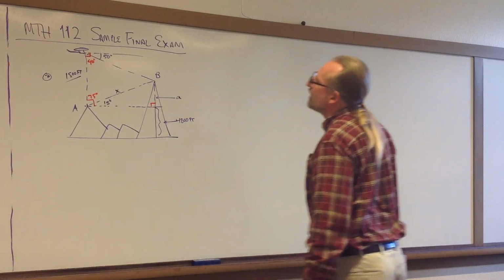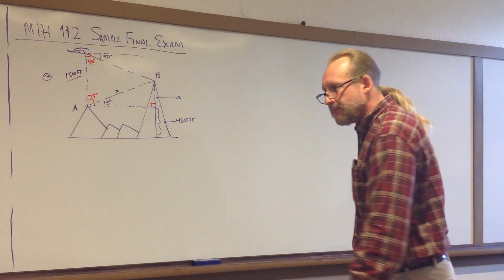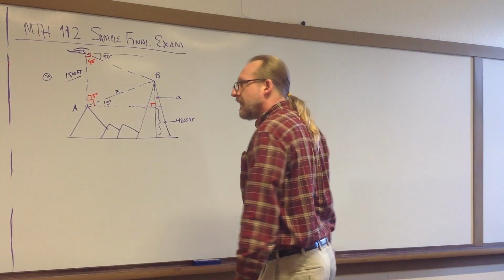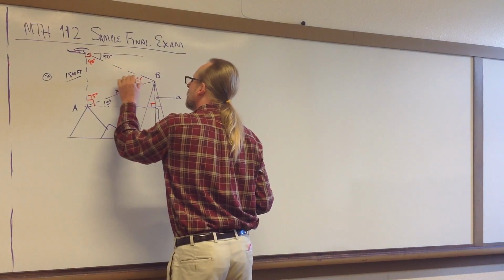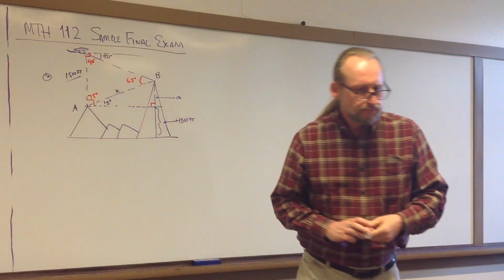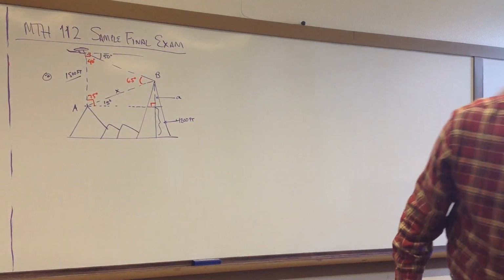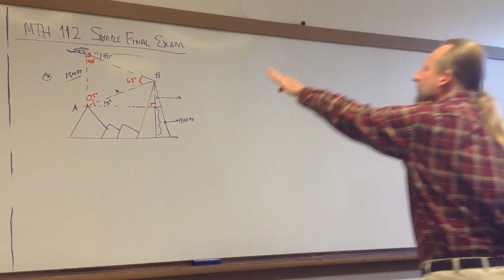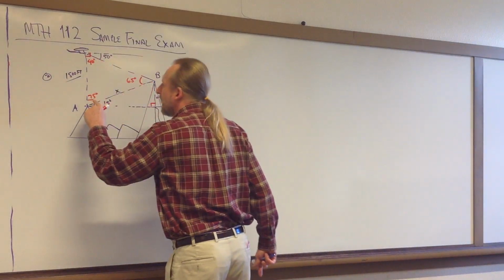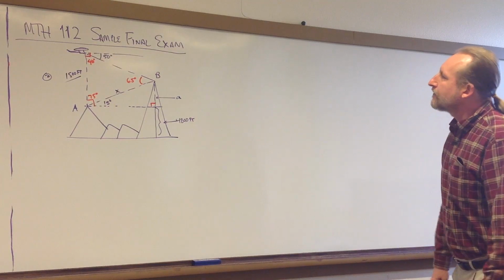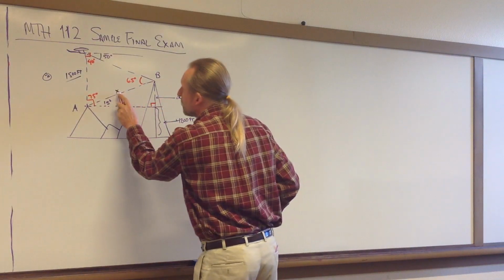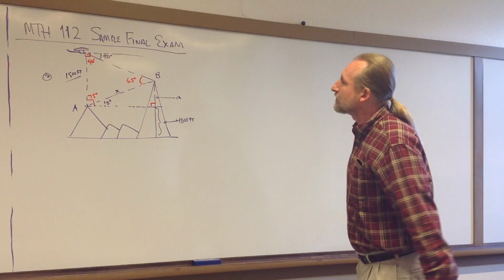Let's see, what is that? 40 and 75 is 115. 180 minus 115 should be 65 over here. Okay, so now we've got all three angles in this triangle plus one of the sides, so we can go ahead and find one of the other sides. We want to know what that value of x is right there.